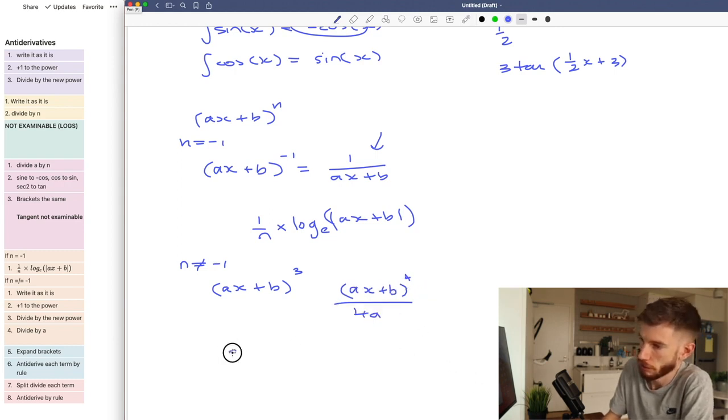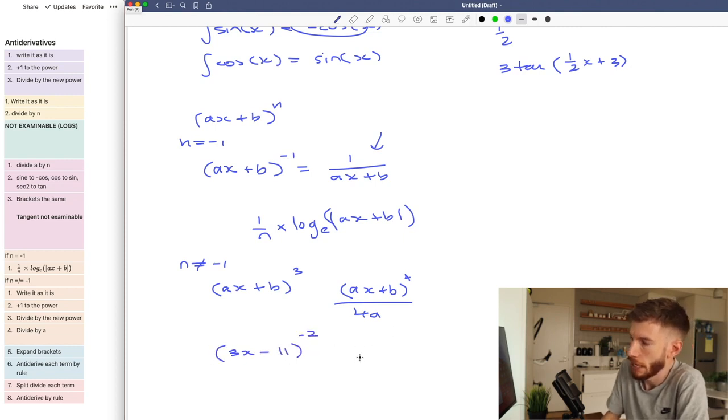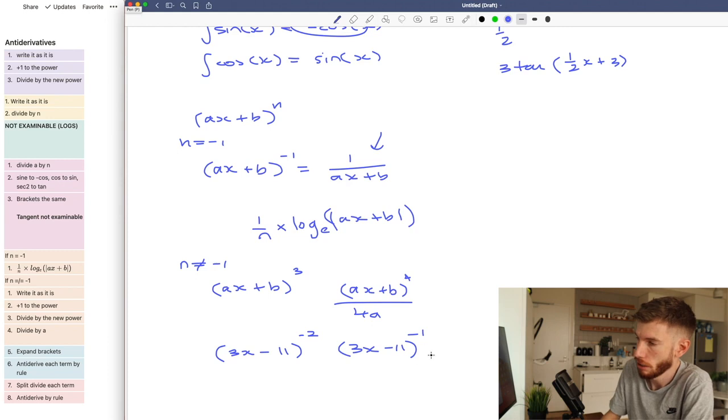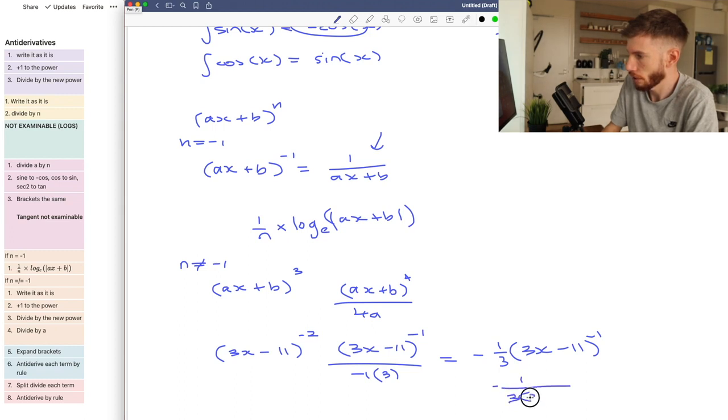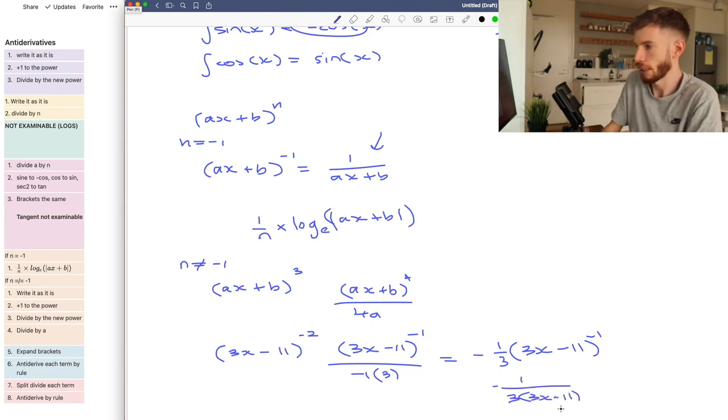But let's say it was something like 3x minus 11 all to the power of negative 2, for example. Then what you would do is write it as it is. Add 1 to the power, which becomes negative 1. Divide by that new power. And when you're dividing a fraction by a whole number, it just multiplies down to the denominator with it. The 3 will come down as well. So that gives us a negative 1 on 3, effectively. We can clean it up a little bit, and really we could write that as a hyperbola as well. We could write negative 1 on 3 times 3x minus 11, and we get kind of like an augmented hyperbola function.